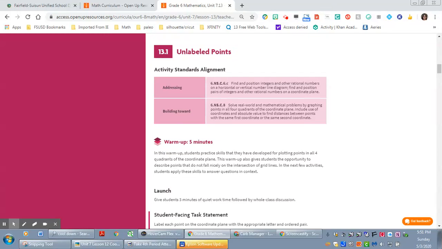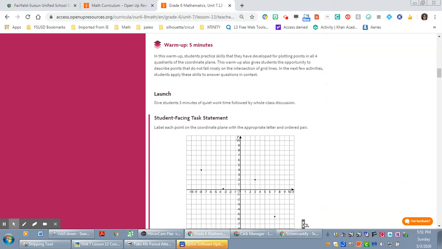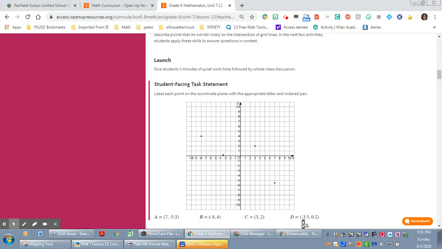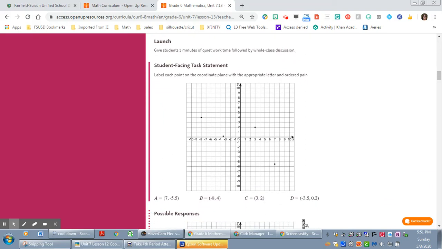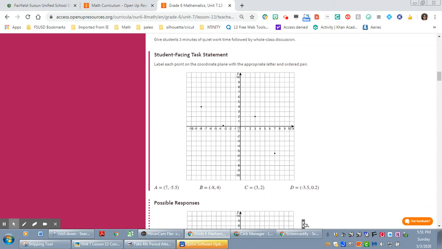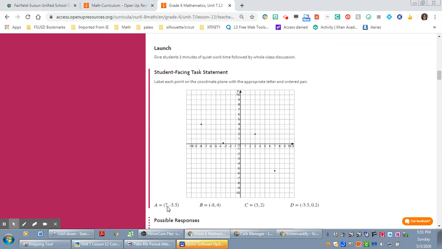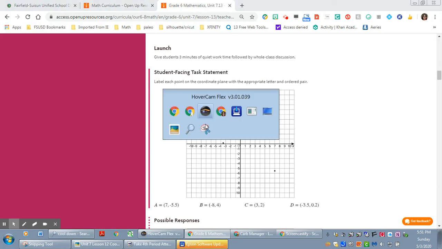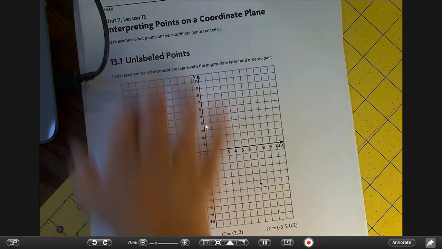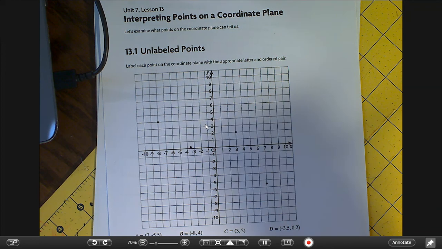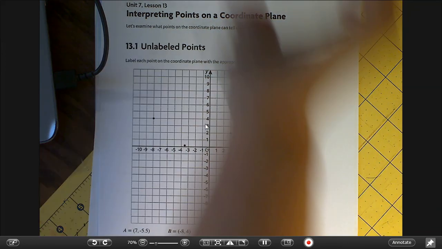Hello, we are doing Unit 7, Lesson 13, Unlabeled Points today. So if we're looking at the warm-up, it says give students 3 minutes of quiet time. So you're supposed to take the A, B, C, and D and tell which points are these. So go ahead and do that. And then check your answers while I do it here.